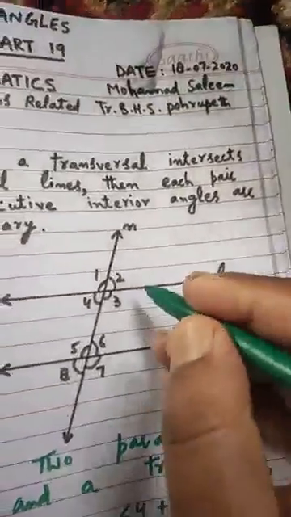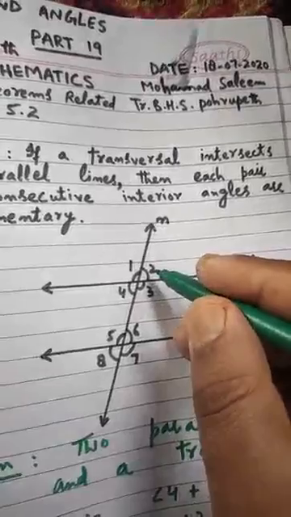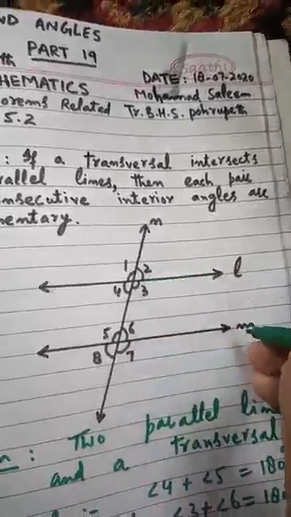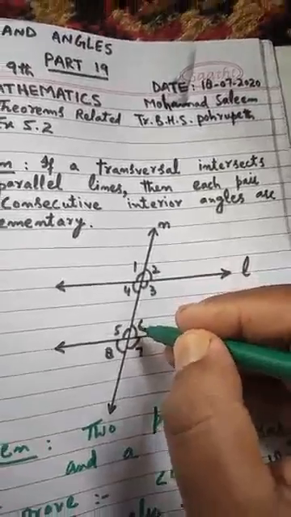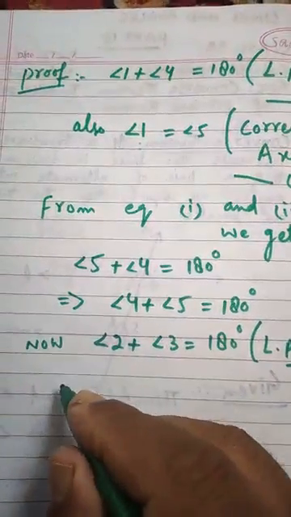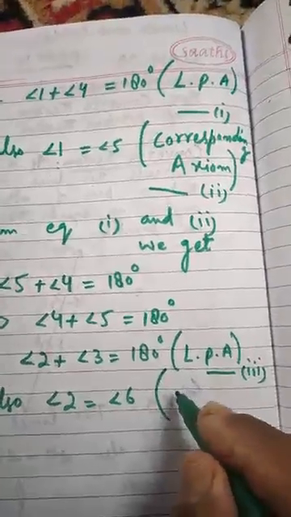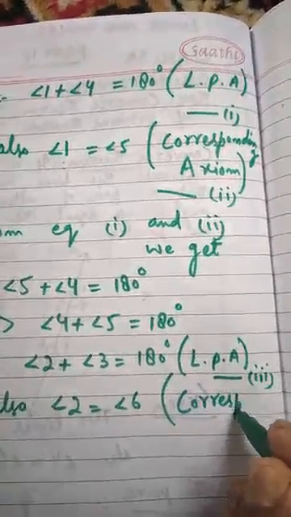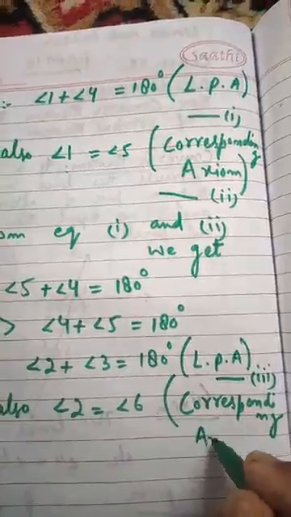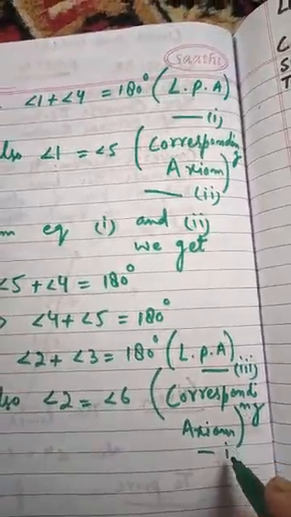Angle 3 has a relation with angle 2. Now angle 6 also has a relation with angle 2 because these are equal. These are corresponding angles. When lines are parallel, corresponding angles are equal. So we can write angle 2 is equal to angle 6. Now why are these equal? Because of the corresponding axiom, and this will be our fourth equation.